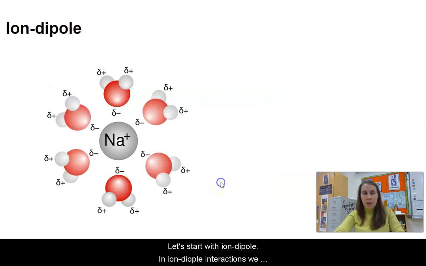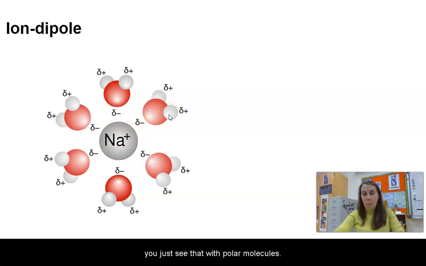Let's start with ion-dipole. So ion-dipole interactions, we have an ion, which has a full charge. So for example, here I've shown sodium. If you remember, sodium has 1 valence electron, which it gives away, and that leaves it with 1 more proton than electrons, and so it has a full positive charge. So you won't see a delta with an ion. The delta means partial, and you just see that with polar molecules.